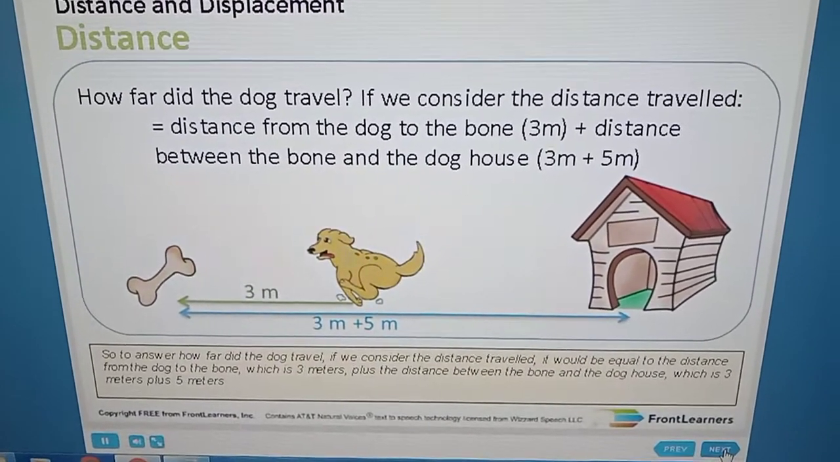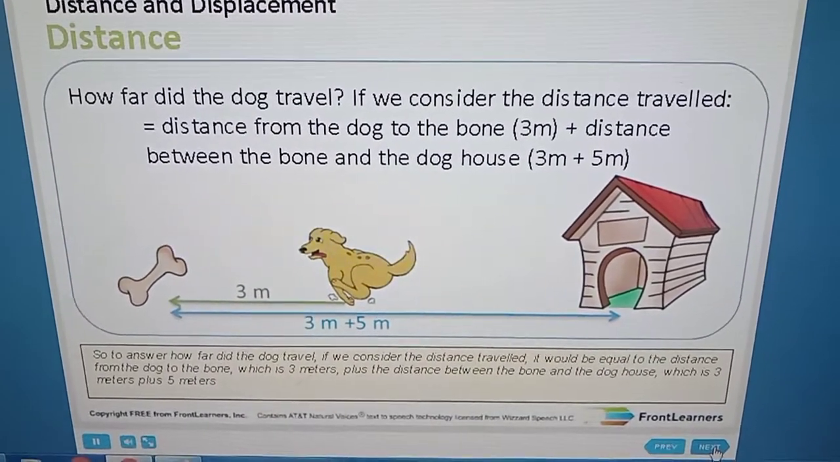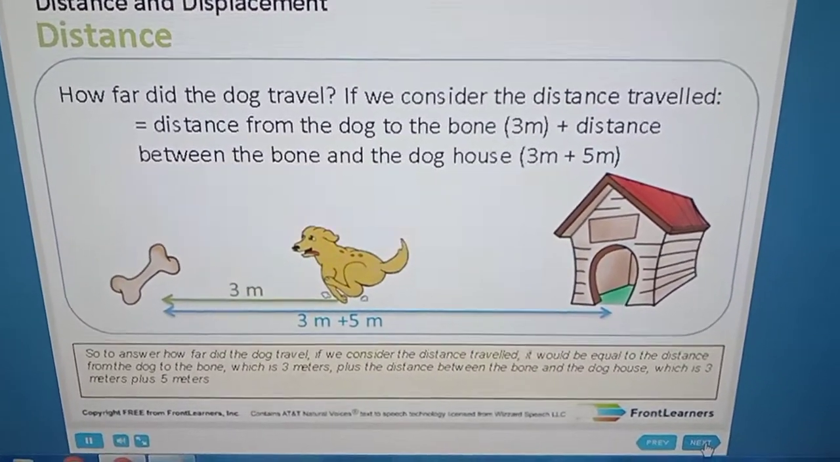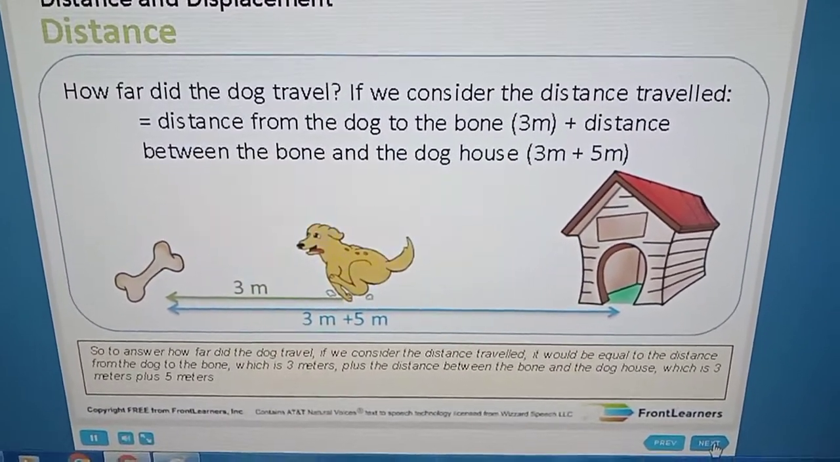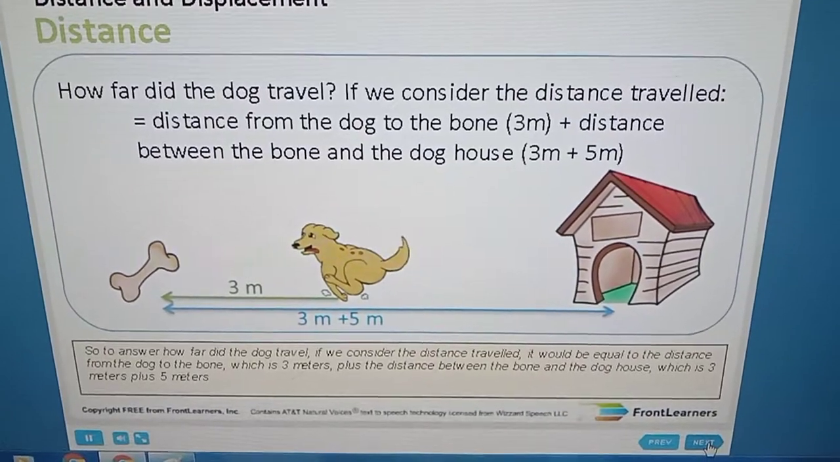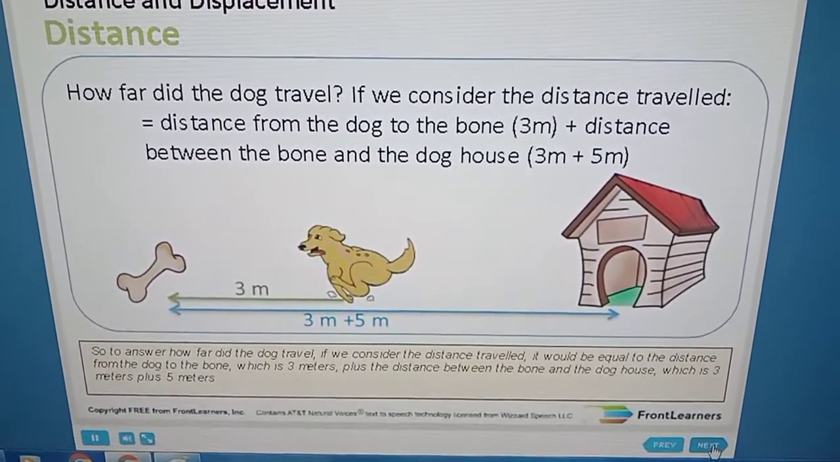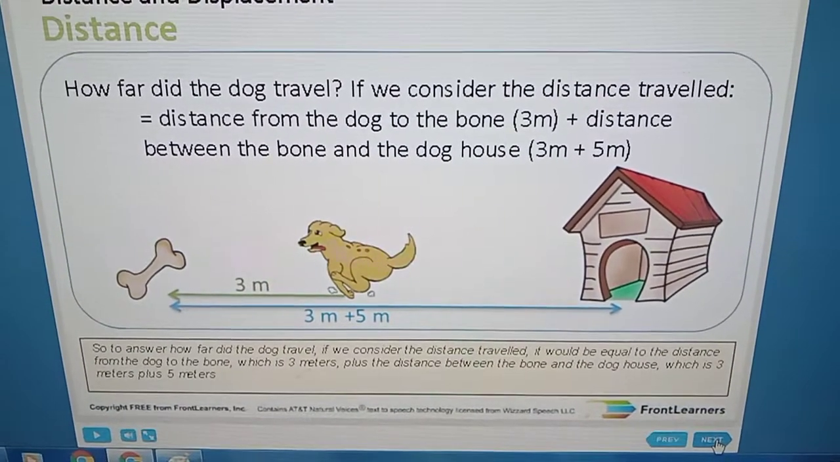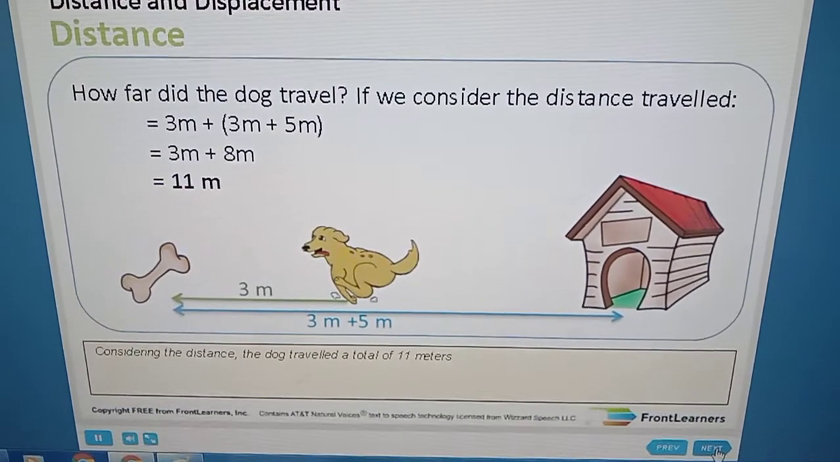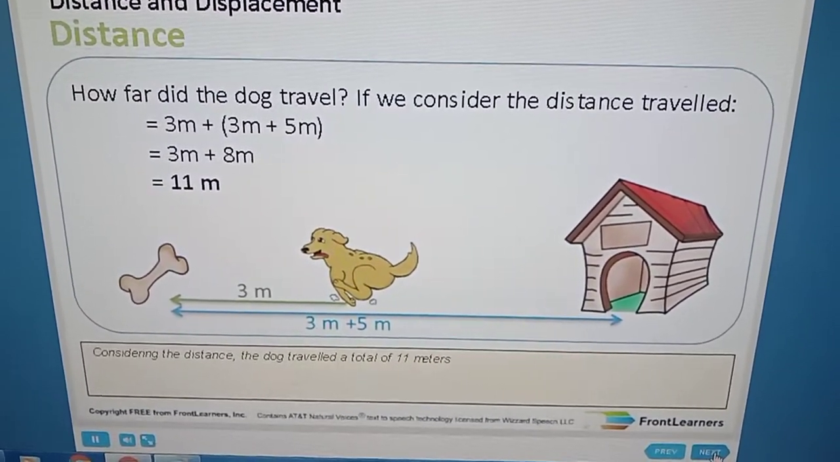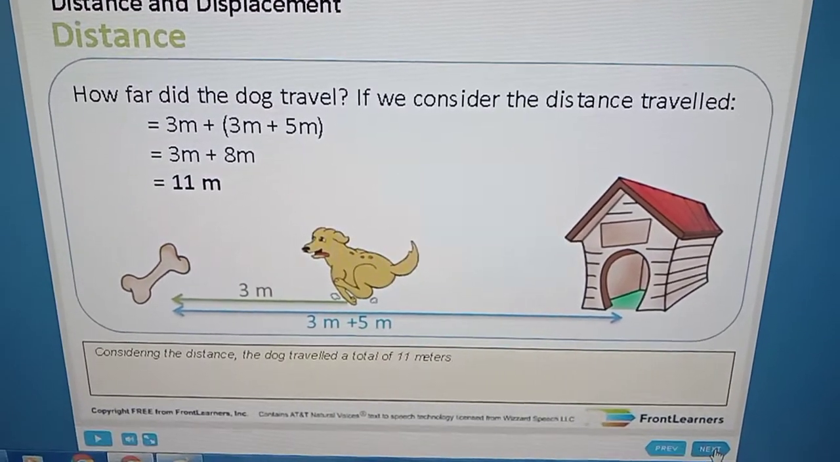So to answer how far did the dog travel, if we consider the distance traveled, it would be equal to the distance from the dog to the bone, which is 3 meters, plus the distance between the bone and the dog house, which is 3 meters plus 5 meters. Considering the distance, the dog traveled a total of 11 meters.